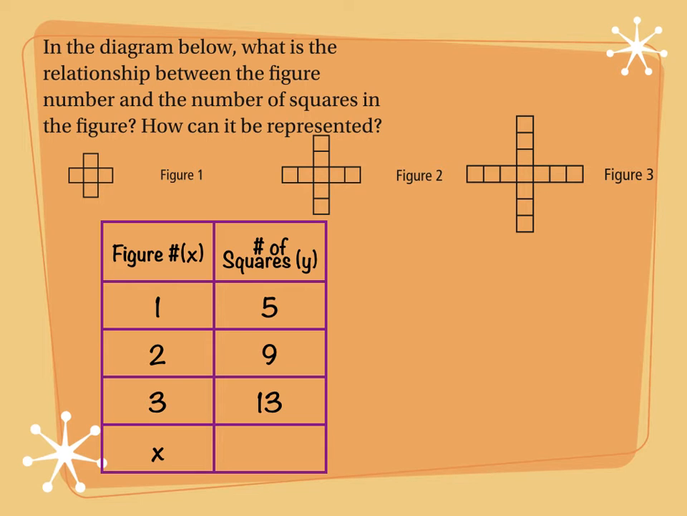And if you look at that and you think about it for a second, you might find that what you can do is multiply the figure number, or your x, by 4, and then add 1. So 1 times 4 is 4, plus 1 is 5. 2 times 4 is 8, plus 1 is 9. 3 times 4 is 12, and 12 plus 1 is 13.